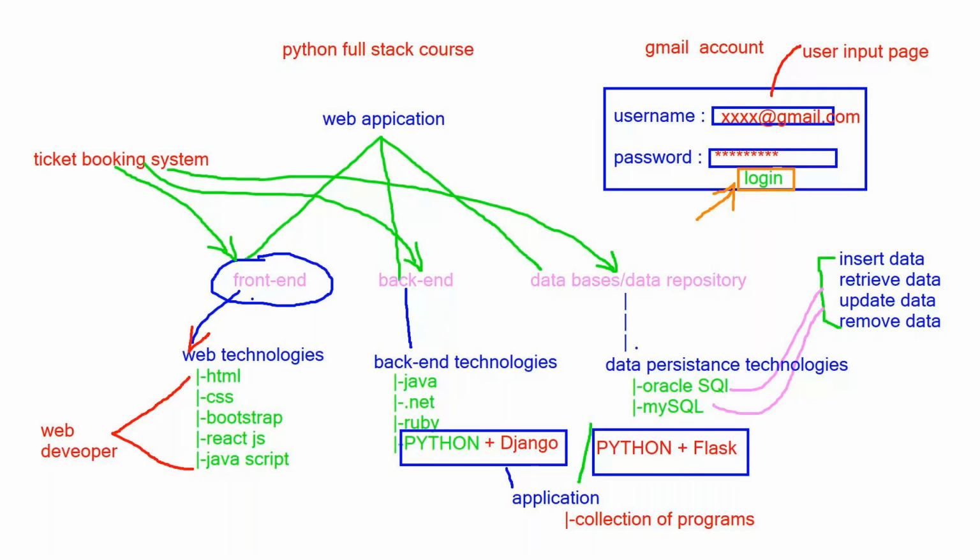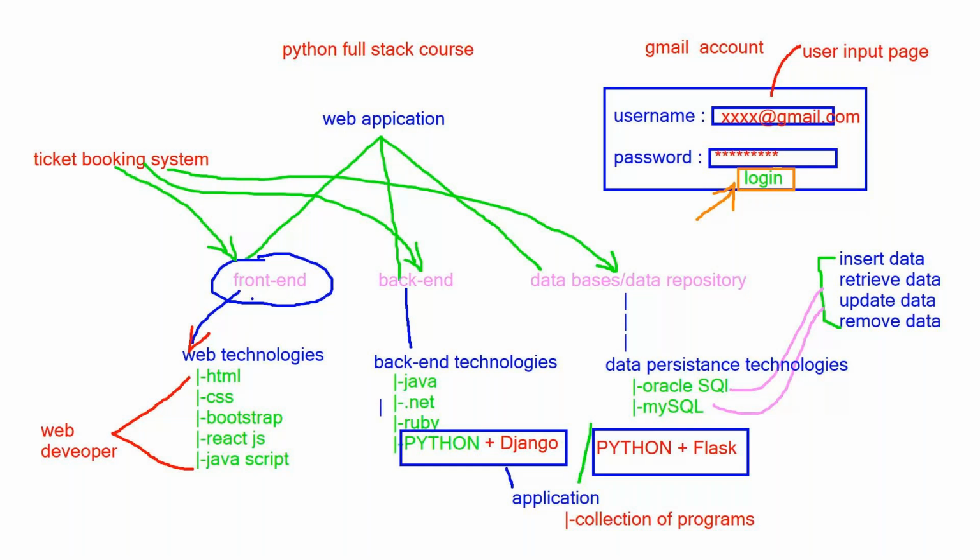When it comes to Python, if you decide on Python as a full stack, by using Python full stack we can develop web applications in two flavors. One is Python with the Django web framework. The other is Python with the Flask framework.